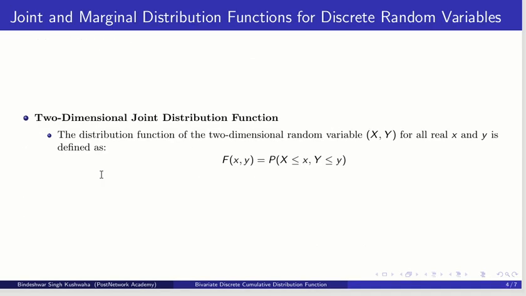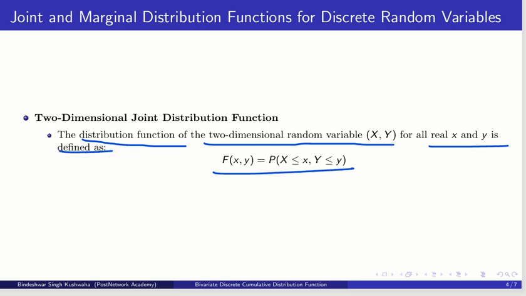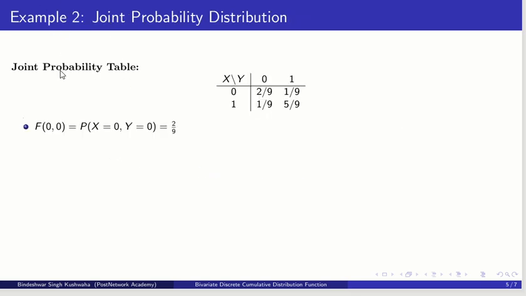So let us see joint and marginal distribution functions of discrete random variables. Here the distribution function of a two-dimensional random variable for all real x and y is defined as this one. Thereafter let us see another example. The joint probability table is given here. X can take 0 and 1, Y can take 0 and 1. That table would be 2 cross 2, that means 4 entries.